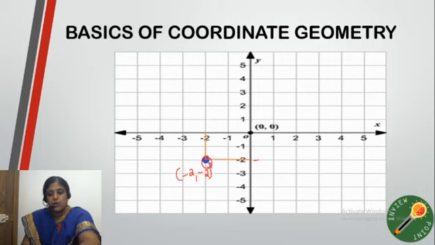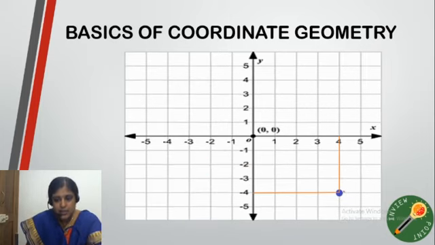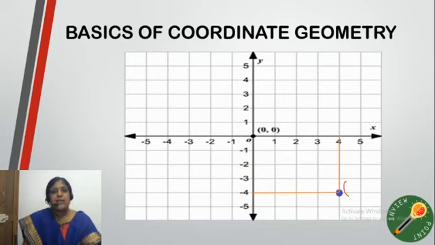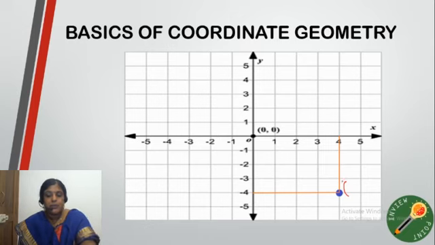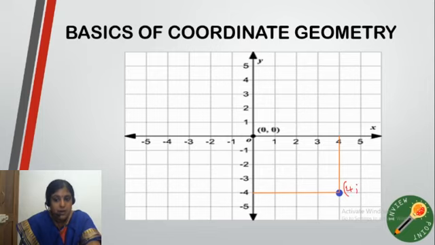In the fourth quadrant, if you take a point, see here, tell me the answer. What will be the coordinates of x and y in this? How will you represent this point in the xy plane? It will be 4 comma minus 4. Is that clear, students?